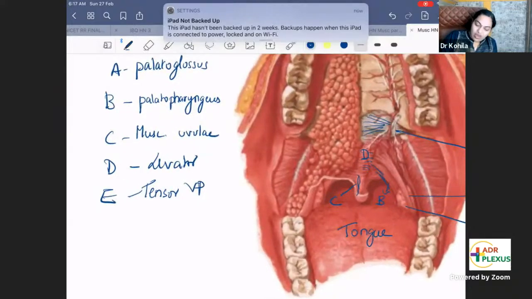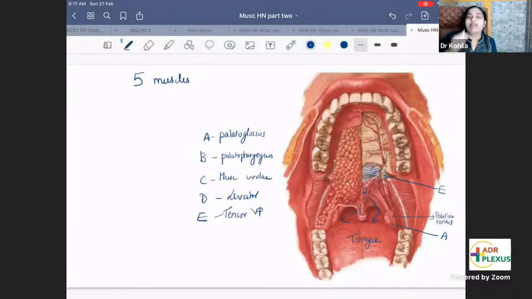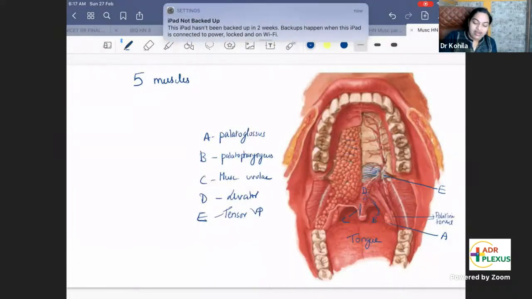Okay. So anyone, if you have a doubt in this image, kindly let me know. It's very important to identify all the 5 muscles of the soft palate here. Okay. So this is nothing but your palatine glands. Just one word about the palatine glands.